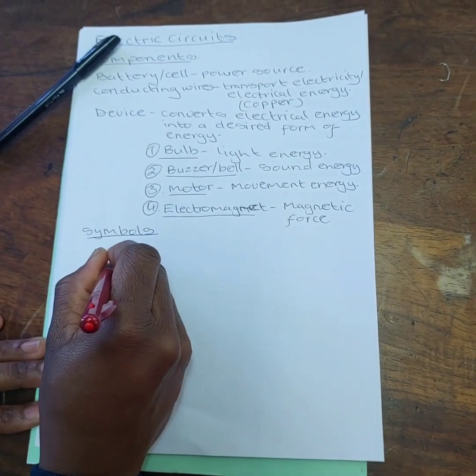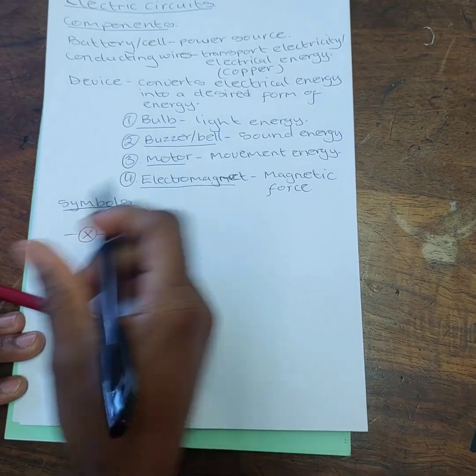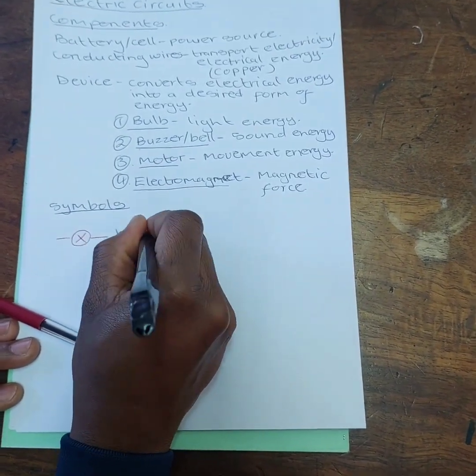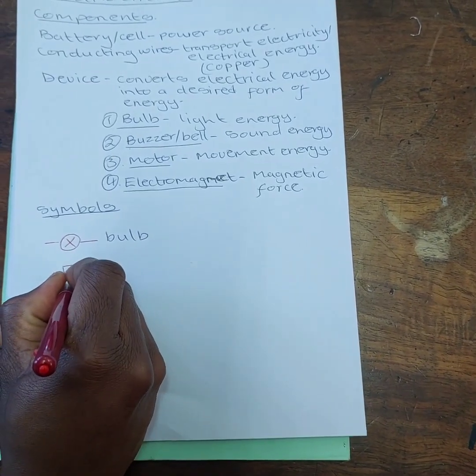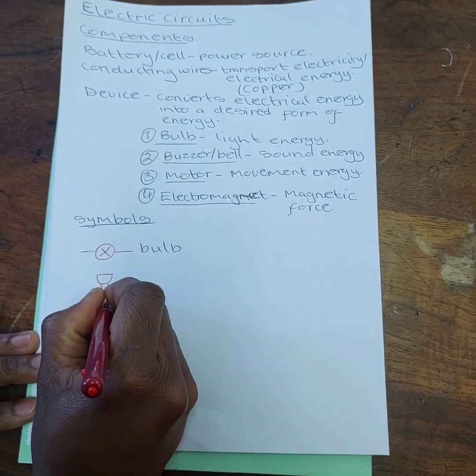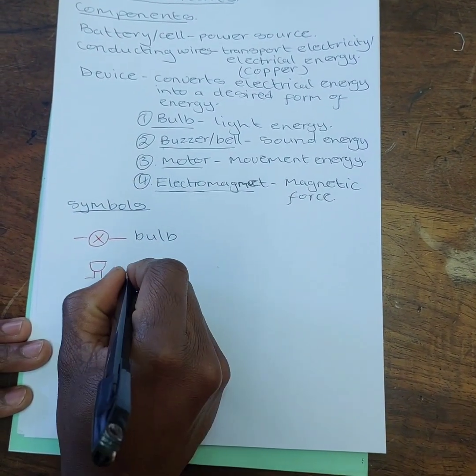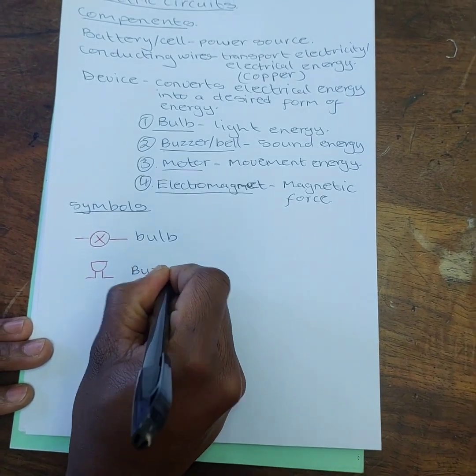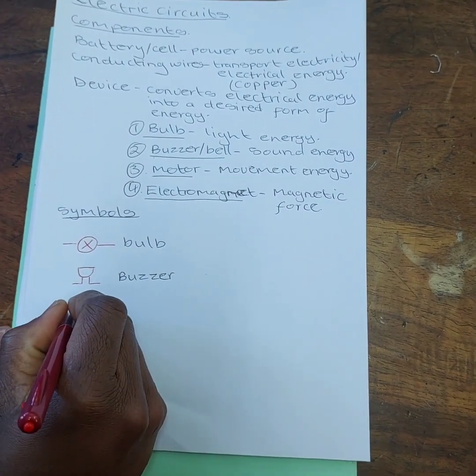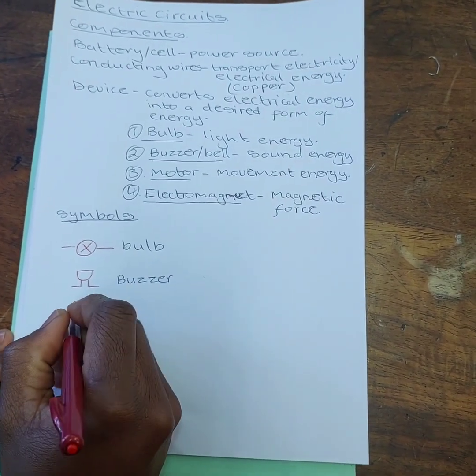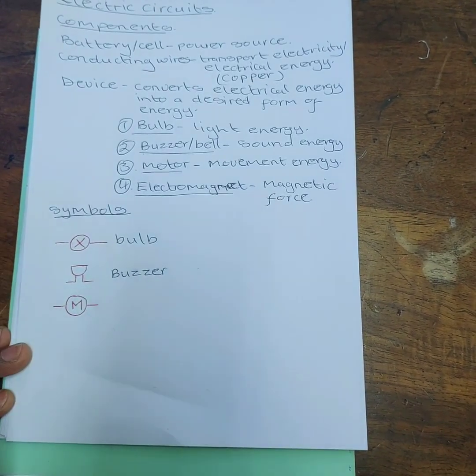For a bulb, we use a symbol like this. So this indicates a bulb. And then secondly, for a buzzer, the symbol is like this. Here I will not be drawing both of them. This is a buzzer symbol, and that is the symbol. And then thirdly, for a motor, we use a symbol that is similar to that of a bulb, but instead of X in between, we have M indicating the motor.